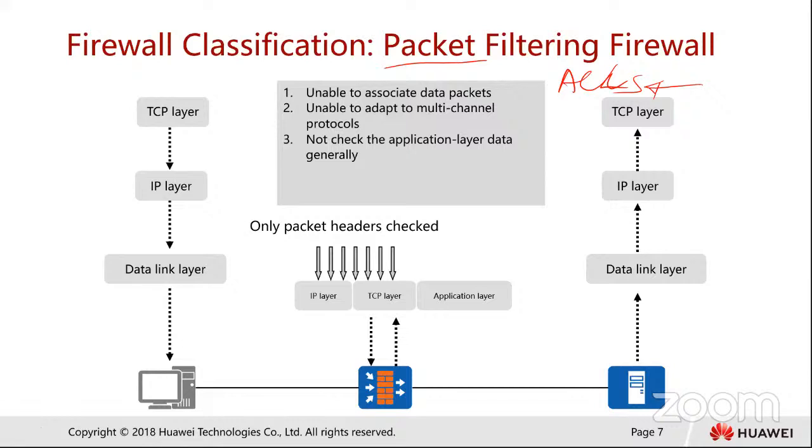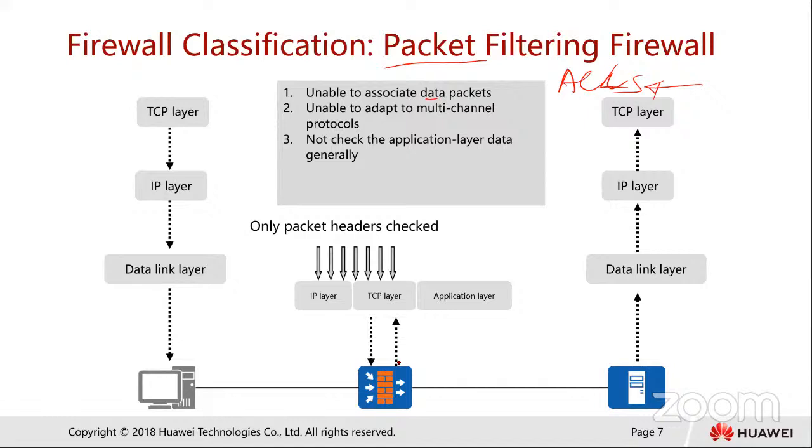Some protocols work in a dynamic environment and they cannot be supported by static ACL rules. And packet filtering does not check session status or even analyze data. It is unable to associate data packets, unable to adapt to multi-channel protocols, and it does not check the application layer data generally. These are some of the disadvantages of using packet filtering.